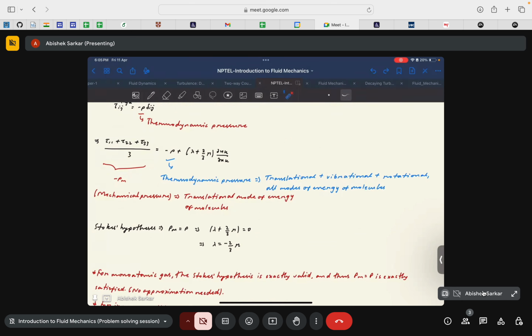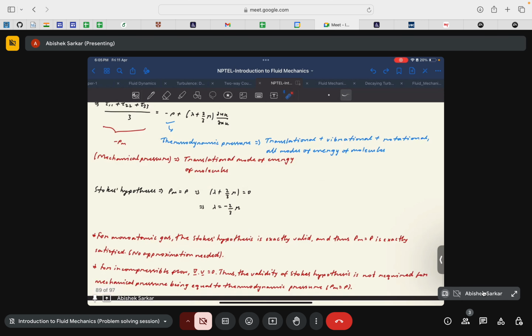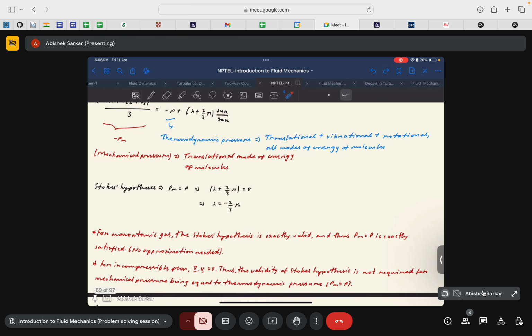So let's take the first case, that is the coefficient is 0. If the coefficient is 0, that is lambda plus 2 by 3 mu is equal to 0, then lambda is equal to minus 2 by 3 mu. This constant, as I mentioned, the second viscosity, is actually equal to minus 2 by thirds of the dynamic viscosity of the fluid, when the Stokes hypothesis is imposed. And this Stokes hypothesis, or this condition, is explicitly valid for monoatomic gases, and there is no further approximation required.